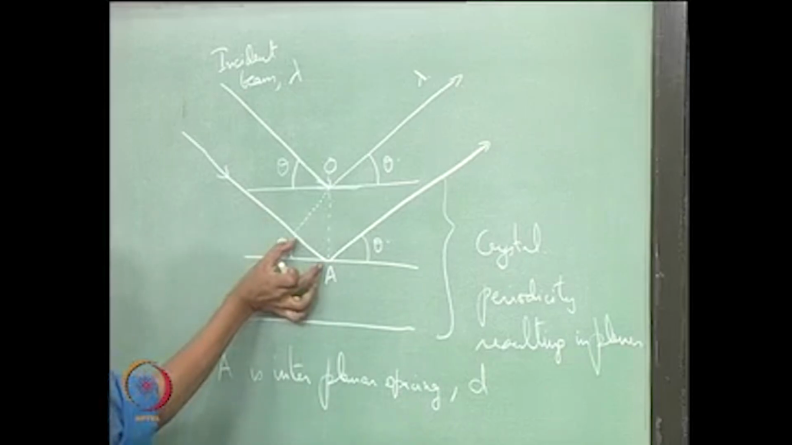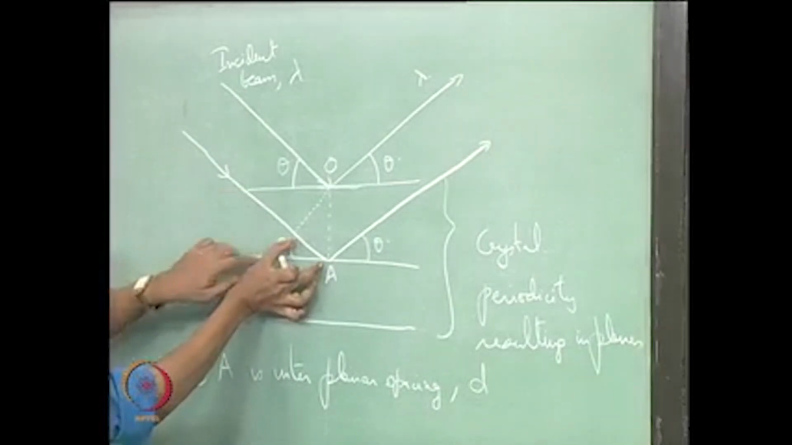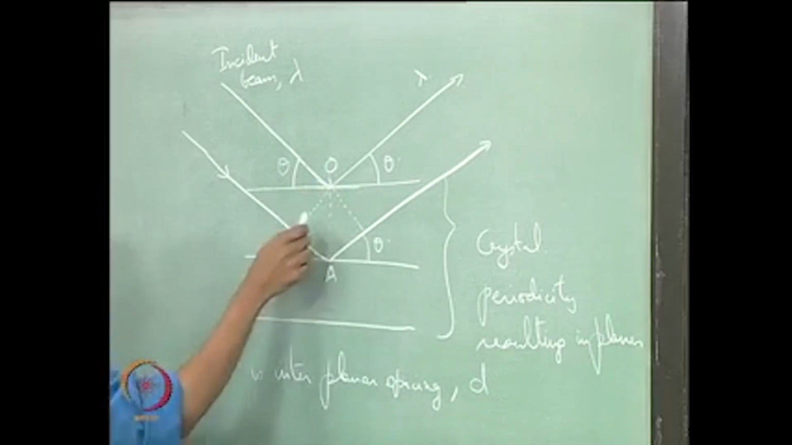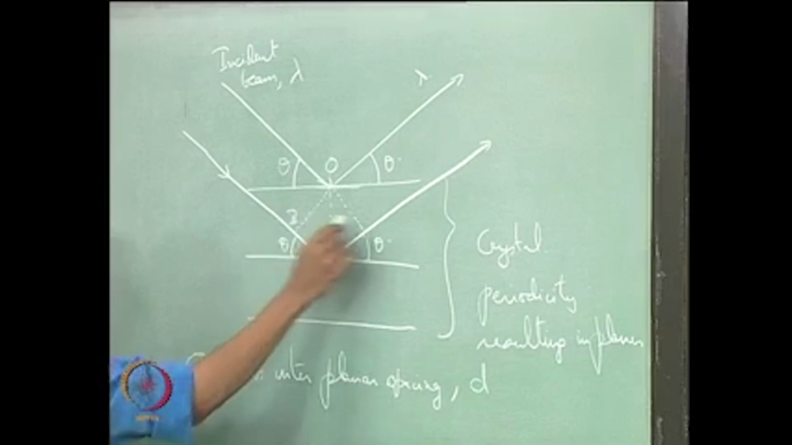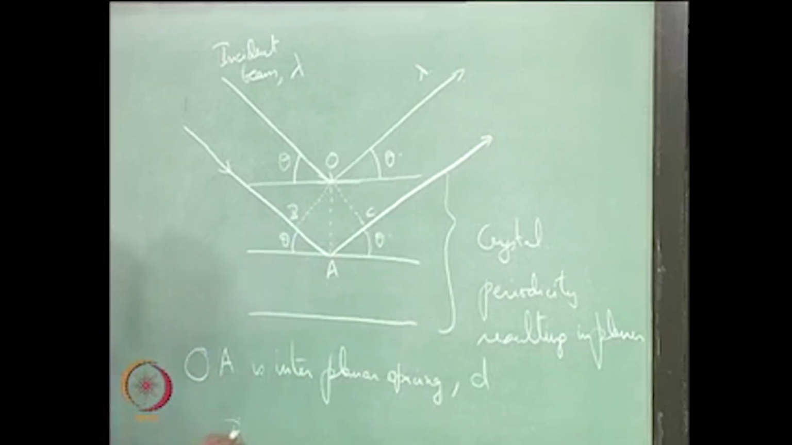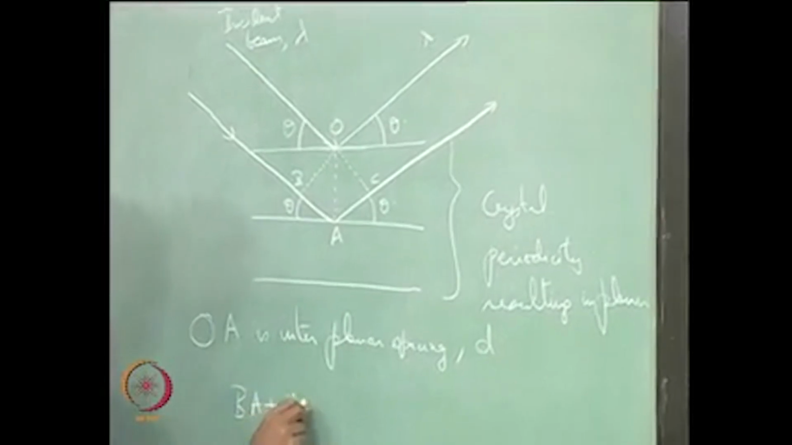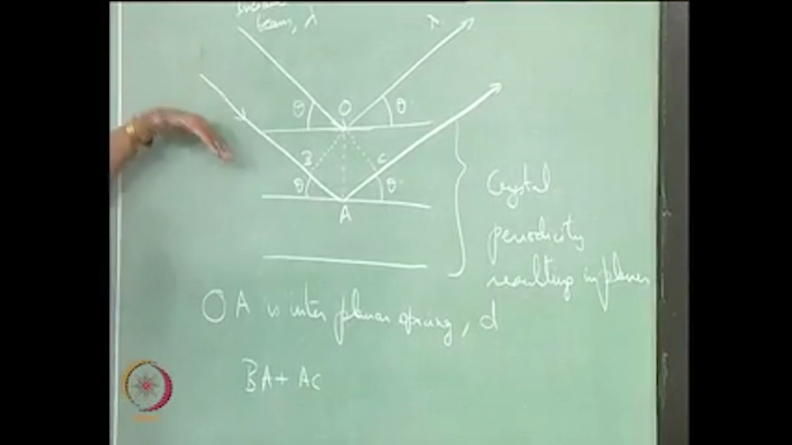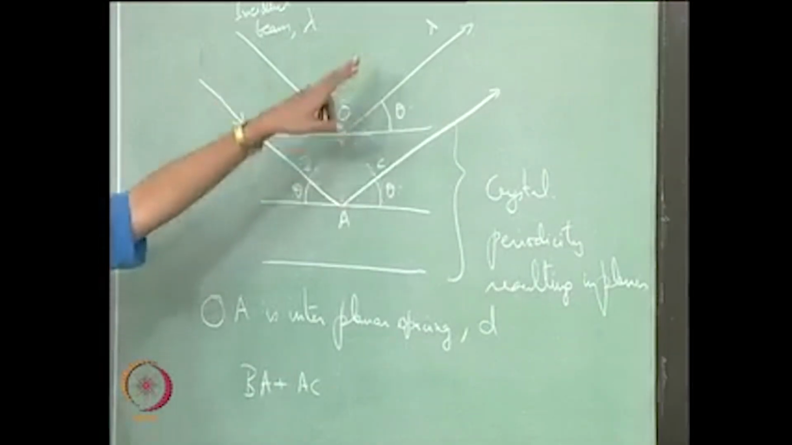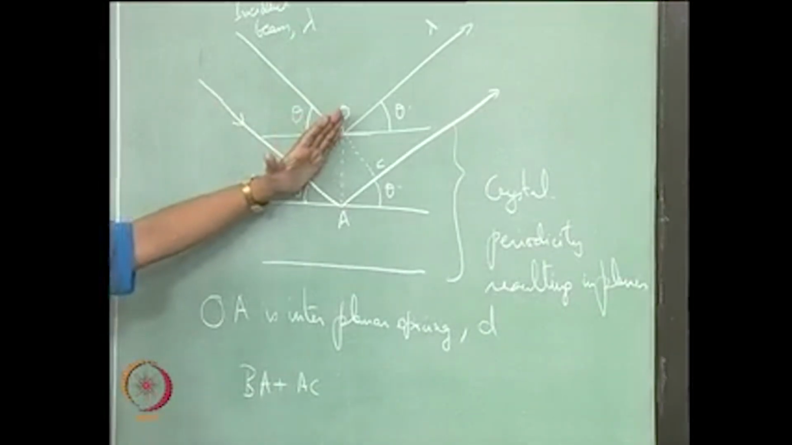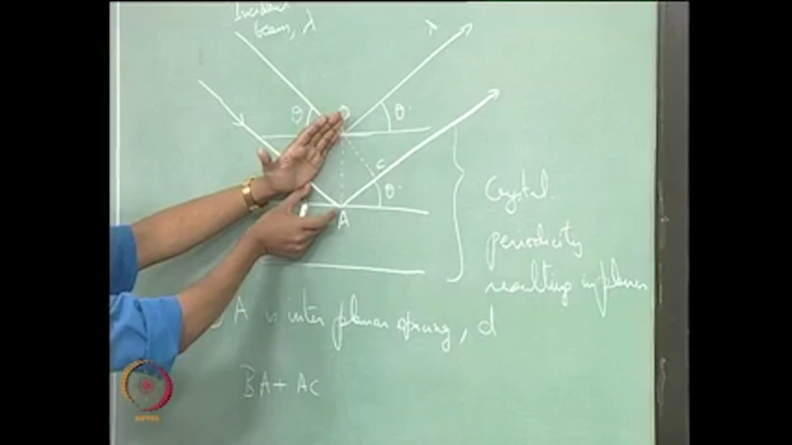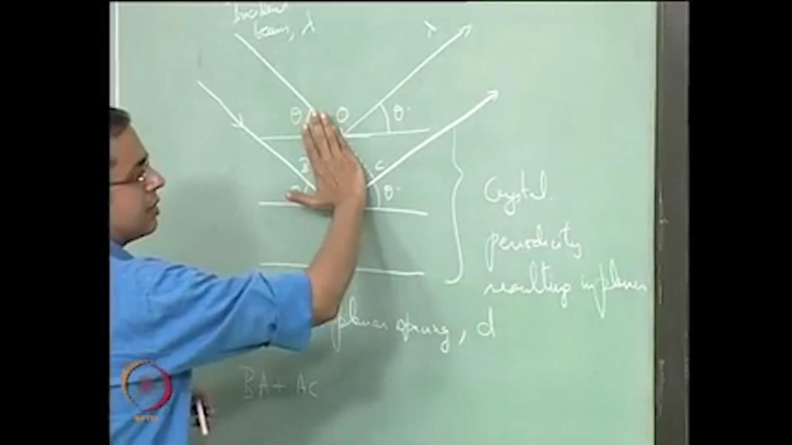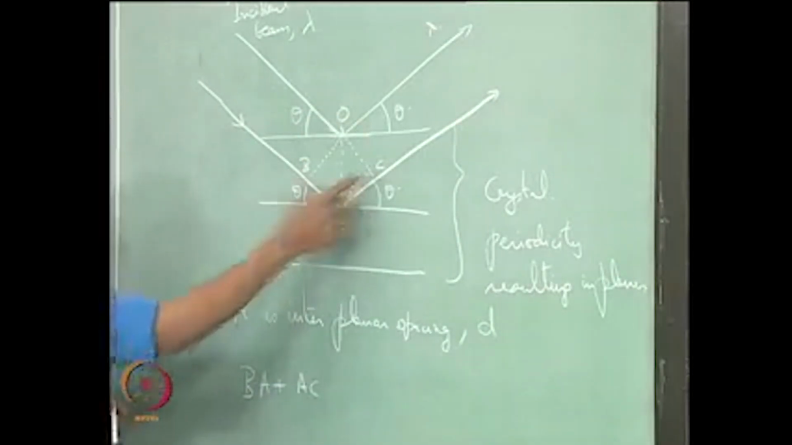This is the additional distance being travelled by the wave that is coming to the second plane. We will call this B and this C. So BA plus AC is the additional distance being travelled by the wave coming to the second plane relative to the first plane. Up to here they are exactly in phase. The second wave travels this additional distance, then from here on they travel the same distance.